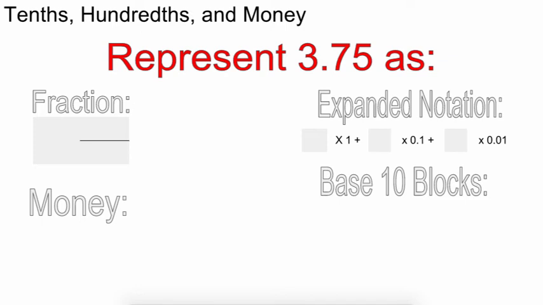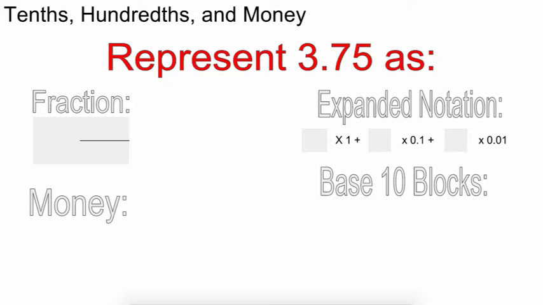Okay, we've talked about tenths and decimals. Now we need to talk about tenths and hundredths and decimals and money, actually, because as we've discussed already, money is the natural manipulative to use to describe hundredths, because there are 100 pennies in a dollar.